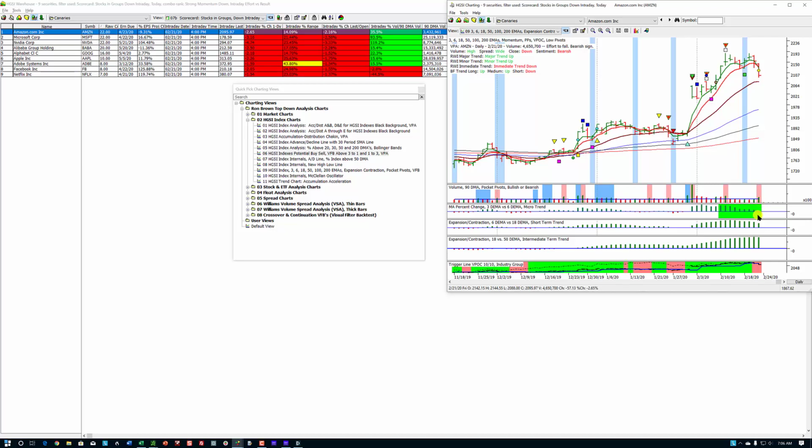Negative pocket pivot, effort to fall. These green areas in here, I'm adding what are called visual filter back tests, and this turns green, and that's something that I'm really getting into in the webinar series because a lot of people are curious about it. And it's something I'll explain as I get a little further into the video.